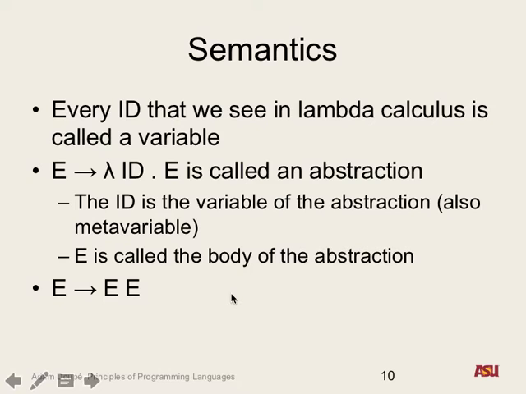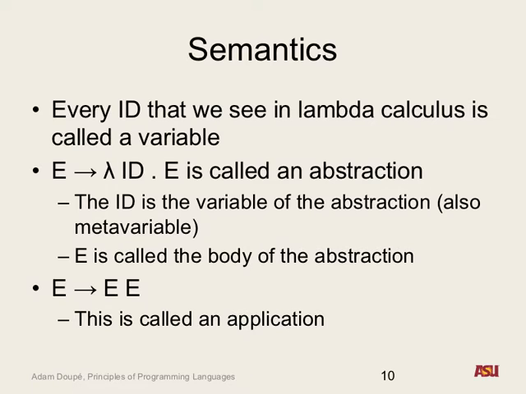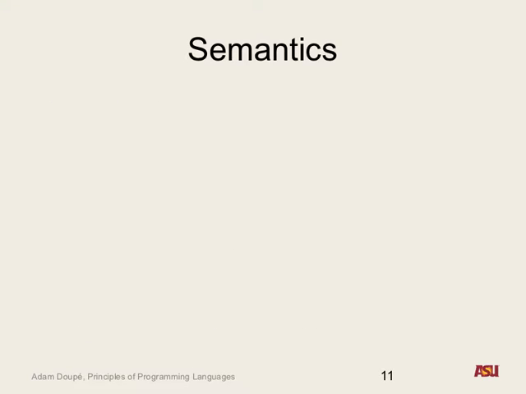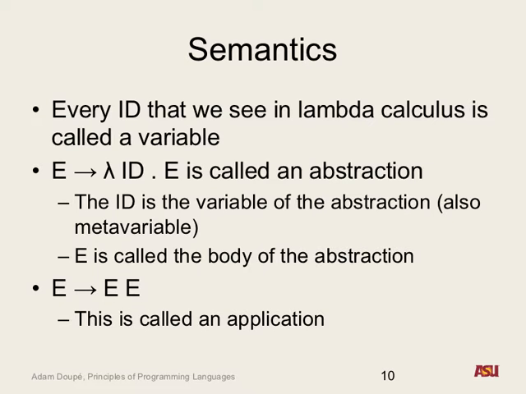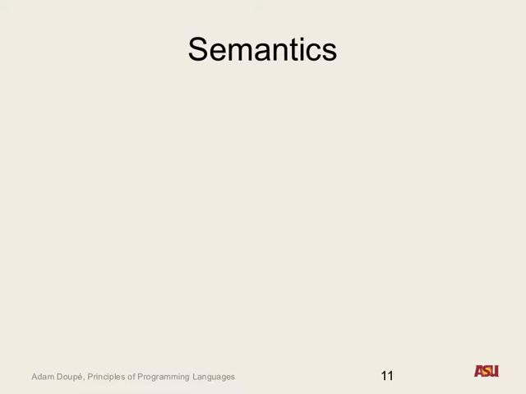So we have defining functions. Here we have applying functions. What we're using here, E space E, we're going to call an application, which is exactly what we call applying functions when we talk about function semantics. So this is how we apply functions. Questions on this? Just a little terminology?